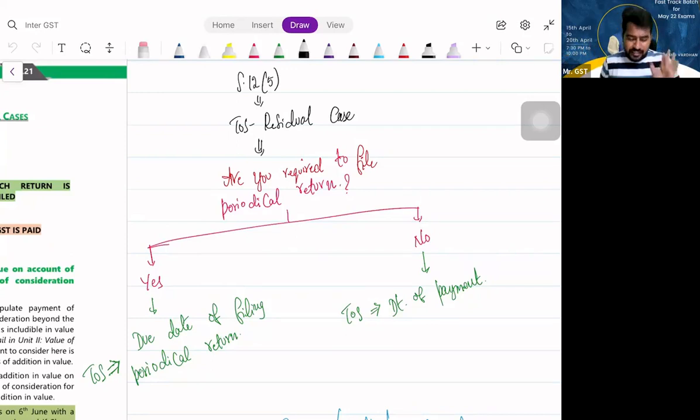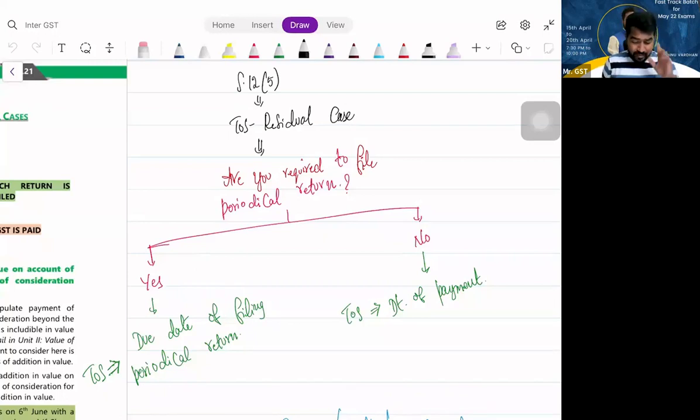So in residual cases, they will ask you one question. Are you required to file any periodical return? Yes, sir. Then your time of supply is the due date for filing that periodical return. Sir, I am not required to file any periodical return. I am a person who didn't register under GST at all, or I have already registered but cancelled my registration. So I need not file any periodical return. Then whatever date you go and pay the tax, that itself will be taken as the time of supply.